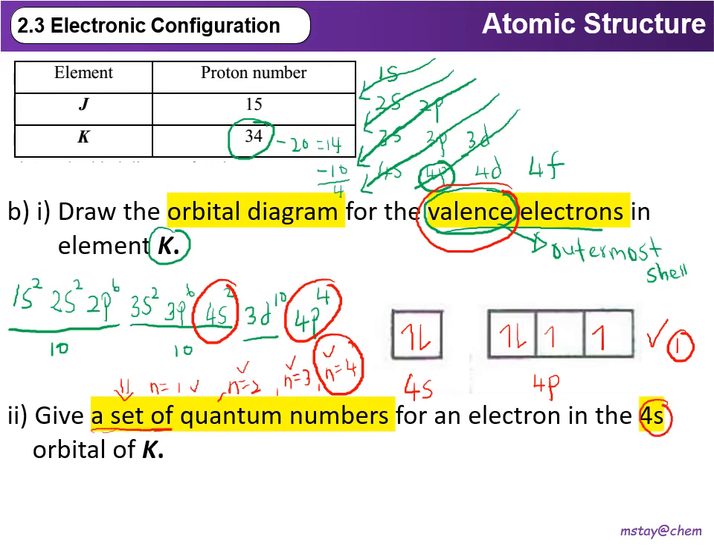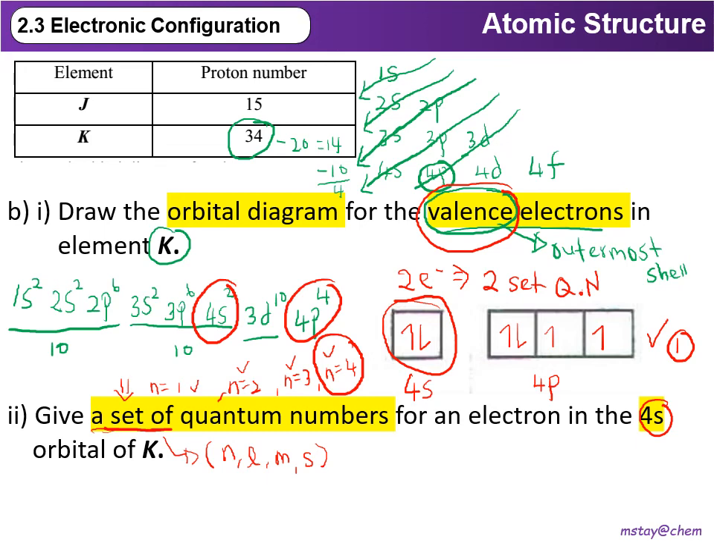Next, give a set of quantum numbers for an electron in the 4s orbital. A set of quantum numbers always consists of 4 numbers which represent n, l, m, and s. In the 4s here, we have 2 electrons. So basically, we are able to write 2 sets of quantum numbers because each electron has 1 set.